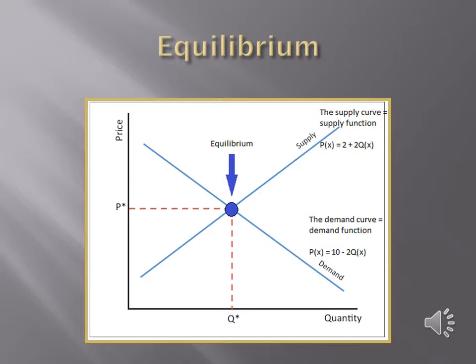the equilibrium. Now, I find it very useful to understand that the curves of supply and demand are the actual supply and demand functions. P of x equals 2 plus 2Q of x is listed as the supply function, which would actually be the supply curve. P of x equals 10 minus 2Q of x is listed as the demand function, which is also the demand curve.